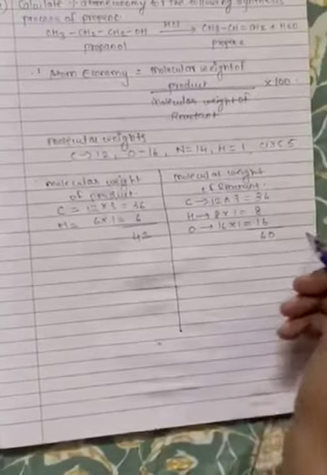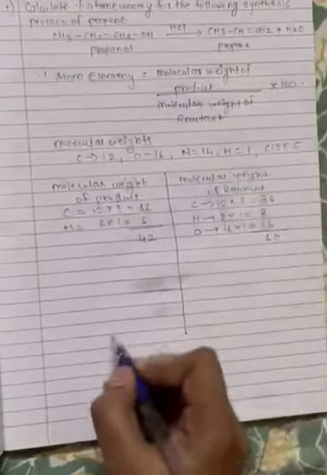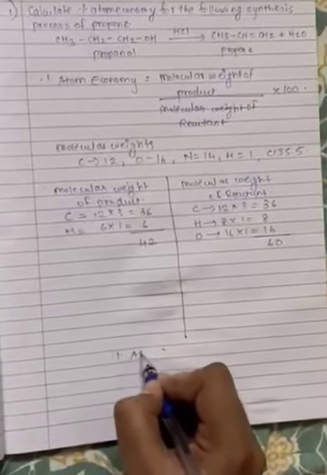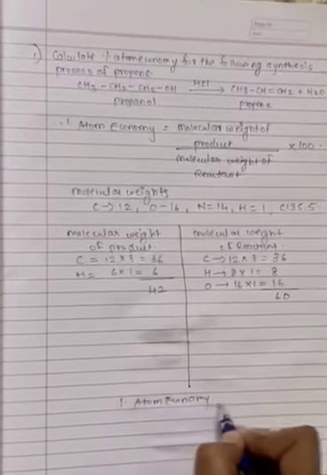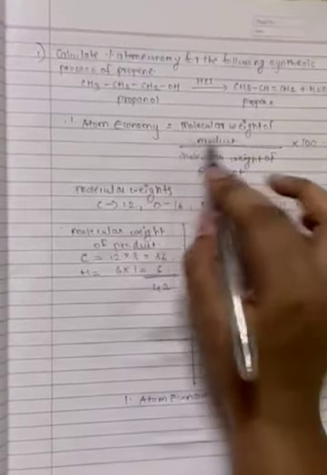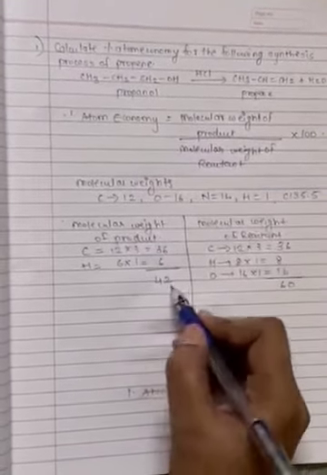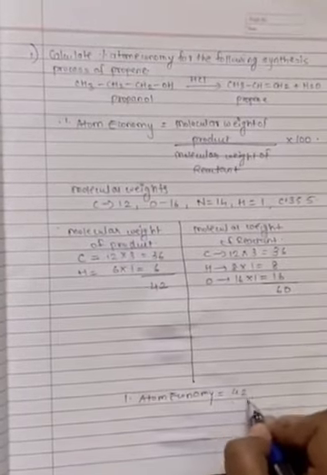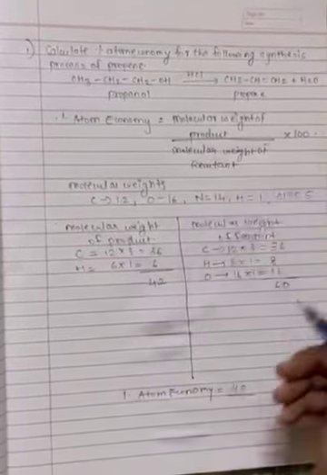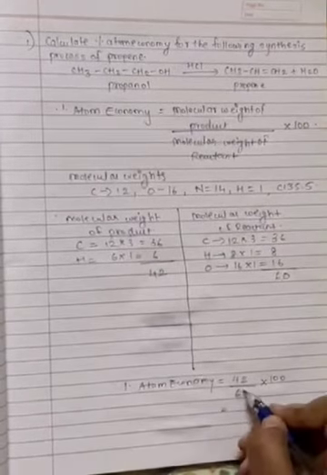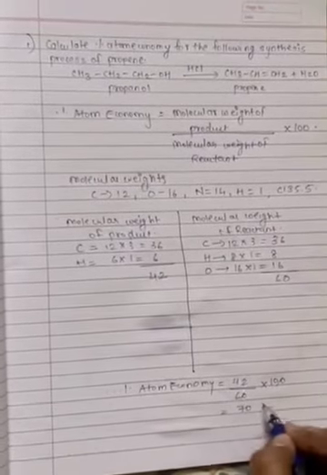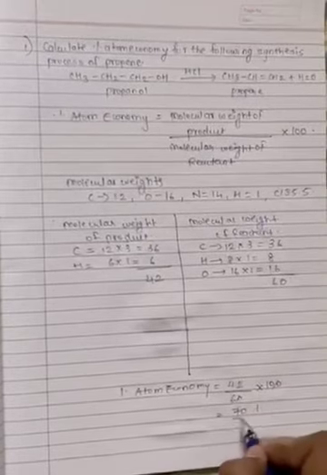So now we just have to put these values in the formula. So percent atom economy is the molecular weight of the product, which we have found out to be 42, upon the molecular weight of the reactant, which is 60, into 100. So by calculating, we get the percentage atom economy as 70%.